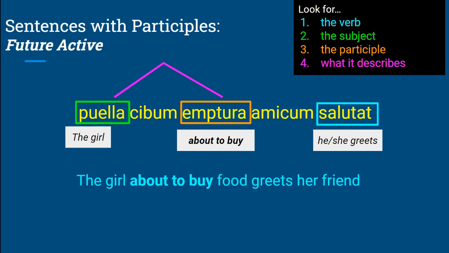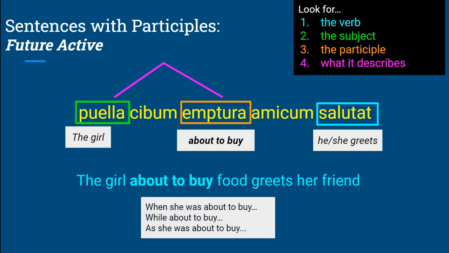Again, as I've already advised you, it's really important to be flexible with your translation here. So you could say, when she was about to buy food, the girl greets her friend. While she was about to buy, or as she was about to buy. So there isn't a word for when or while or as here, but that sense is given to you already by the participle itself.